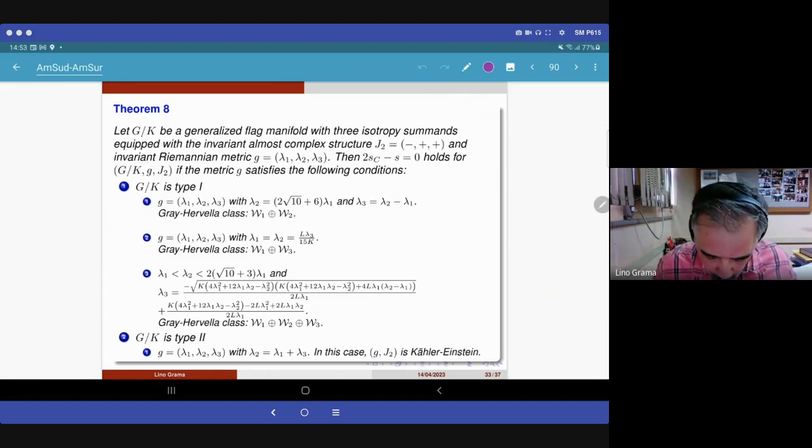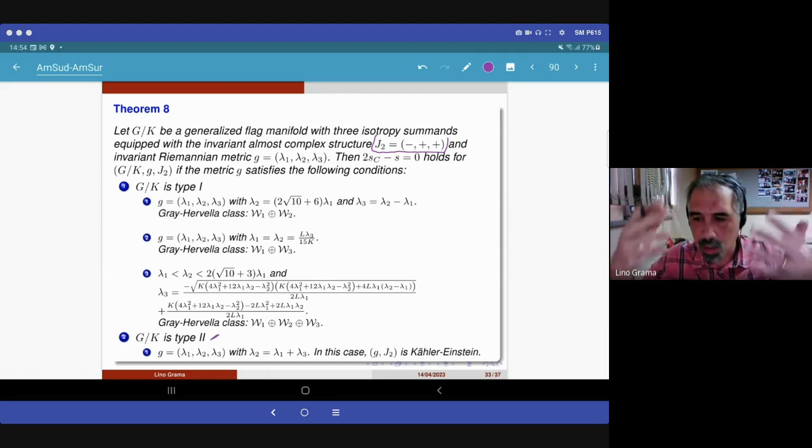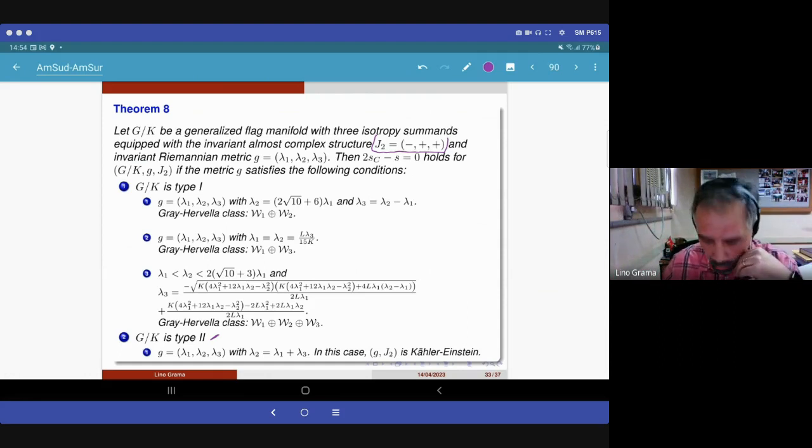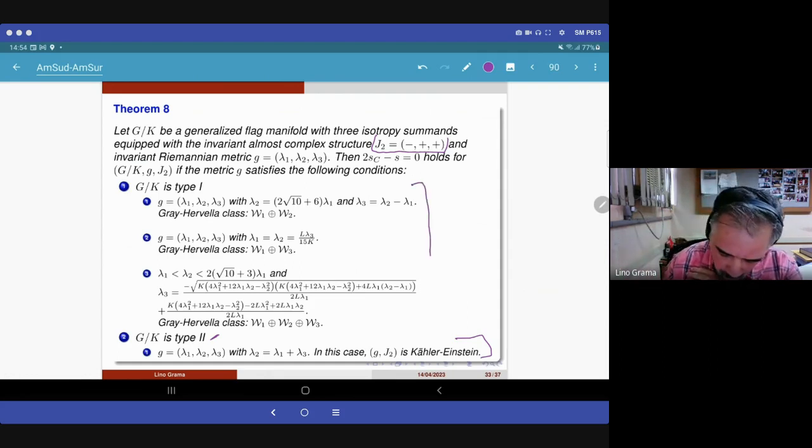Now, if you choose this almost complex structure, we have some difference here, because for type 2, this is integrable, and for type 1, this is not integrable. And now we parameterize lots of families of solution. Here is not new. This is Gauduchon again. But this is a non-Kähler solution. And we have here this Gray classification.